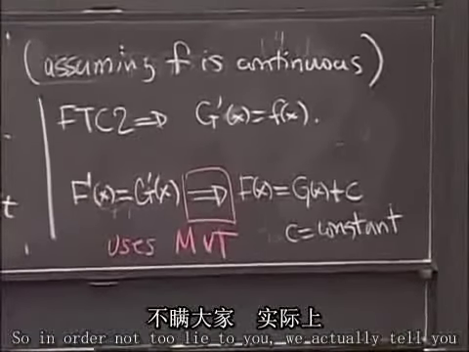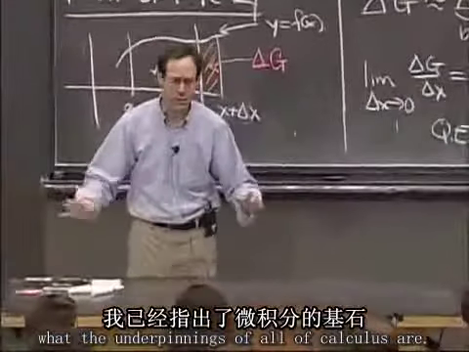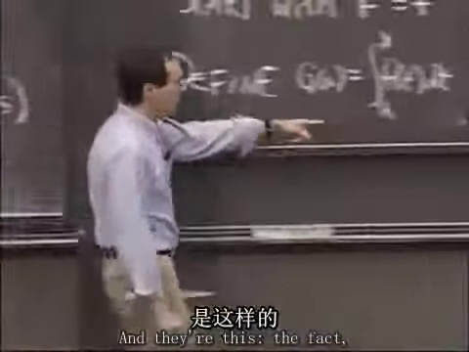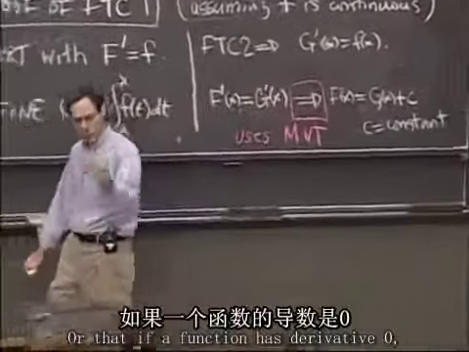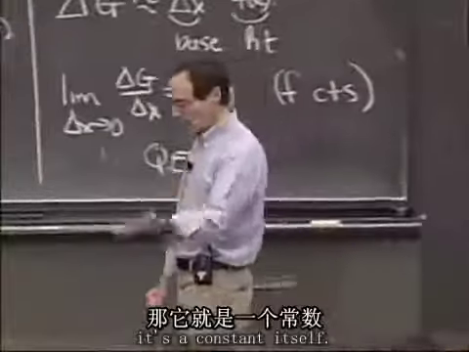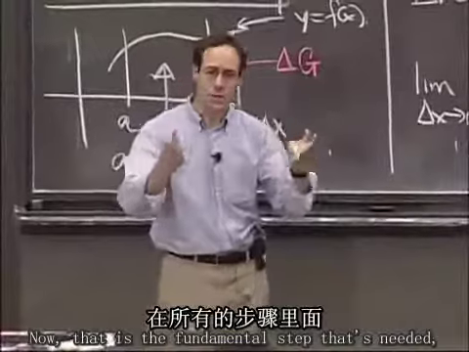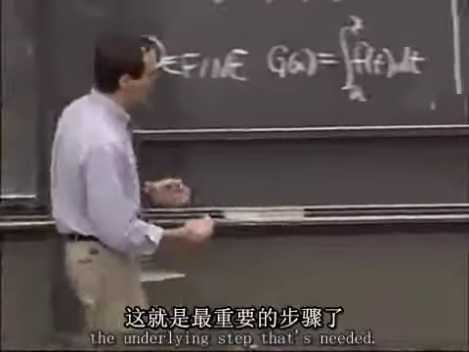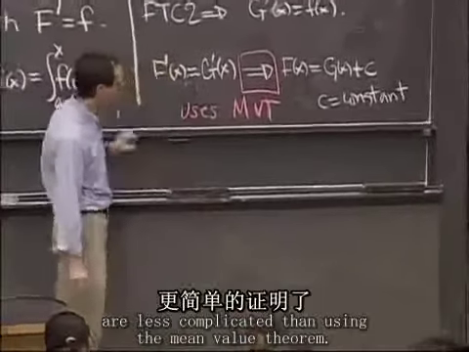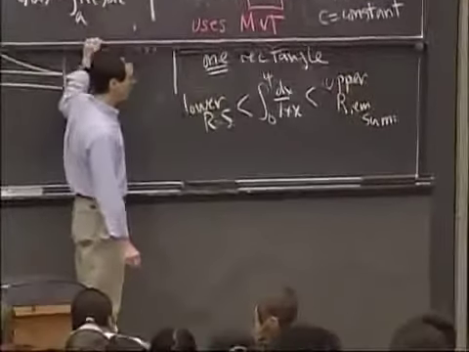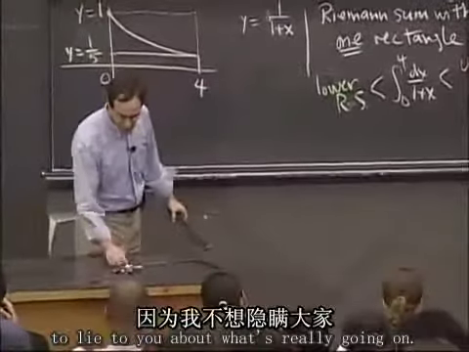So in order not to lie to you, we actually tell you what the underpinnings of all of calculus are. And they're this. The fact, if you like, that if two functions have the same derivative, they differ by a constant. Or that if a function has derivative 0, it's a constant itself. Now that is the fundamental step that's needed, the underlying step that's needed. And unfortunately, there aren't any proofs of it that are less complicated than using the mean value theorem. And so that's why we talk a little bit about the mean value theorem, because we don't want to lie to you about what's really going on.